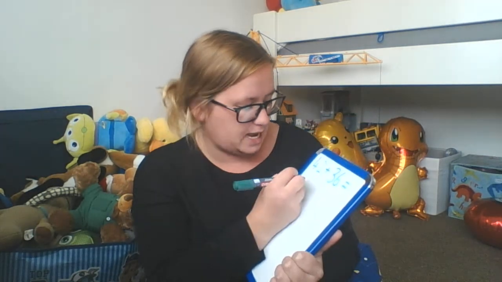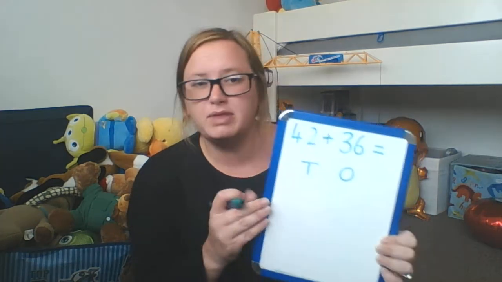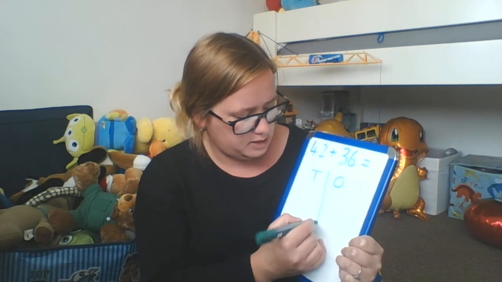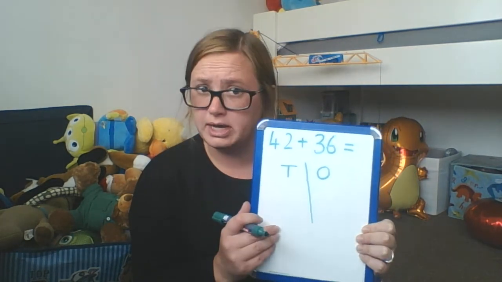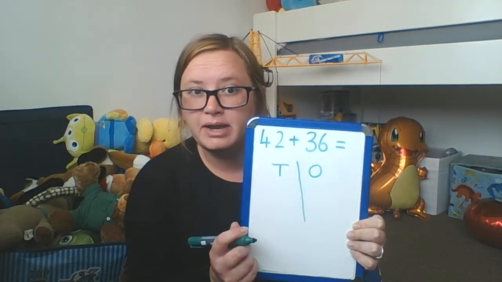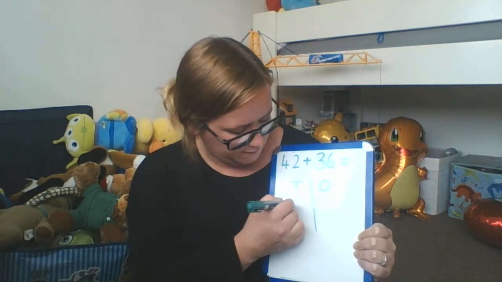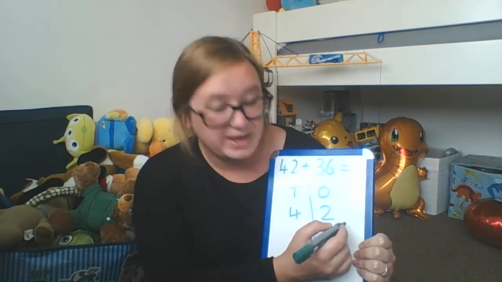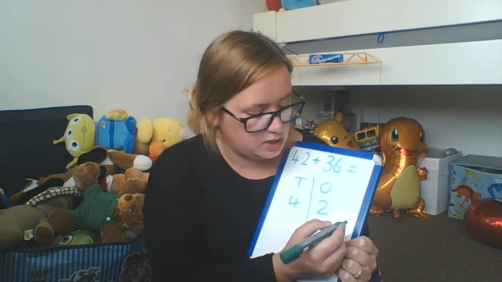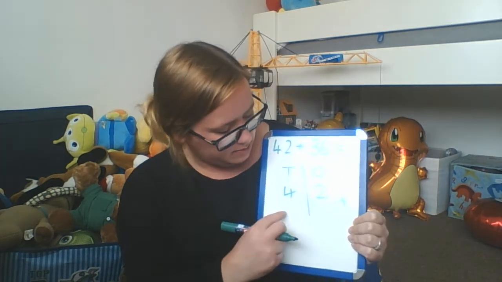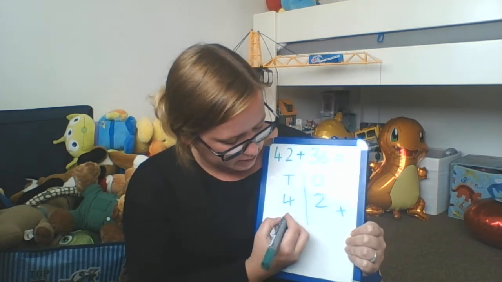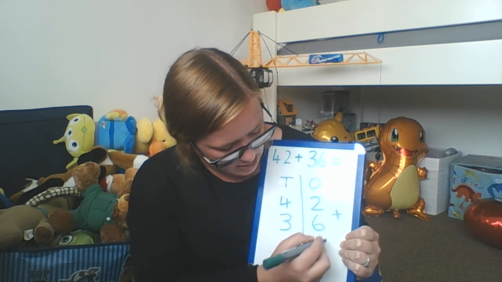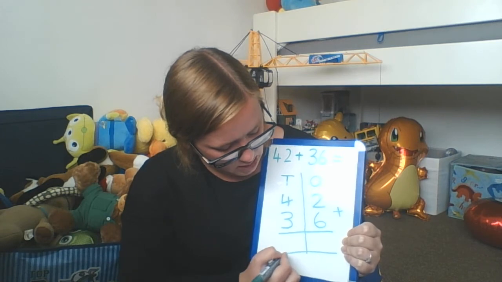Okay, so I'm going to put my tens and my ones. Something that we do at school to help the children to see the difference between the columns is that we draw a line down the middle, a very wonky line, and then I'm going to put in my numbers. So I've got the number 42, which has 4 tens and 2 ones. And then I'm going to put my calculation symbol, which is addition. And I'm then going to put in my second two-digit number, which is 36, which has 3 tens and 6 ones. And then I'm going to have my big equal sign.